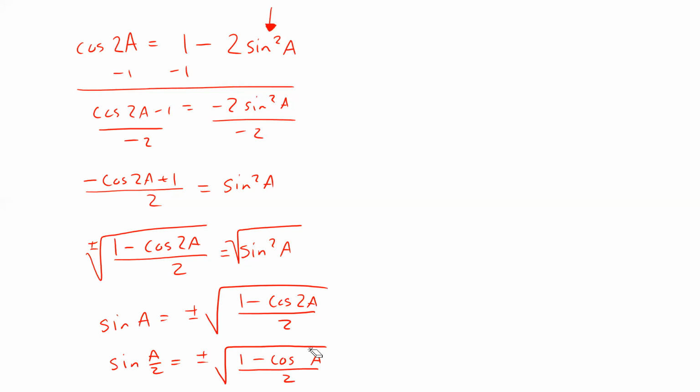Is the bottom one supposed to be 1 minus cosine A over here? Yes, it's right there. Thank you. Oh wait, we cut it in half, that's perfect.